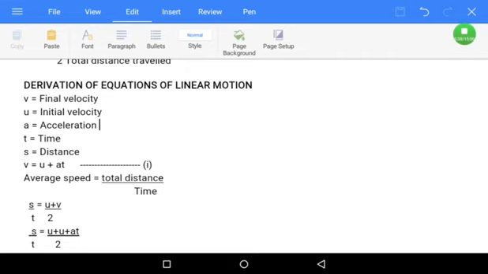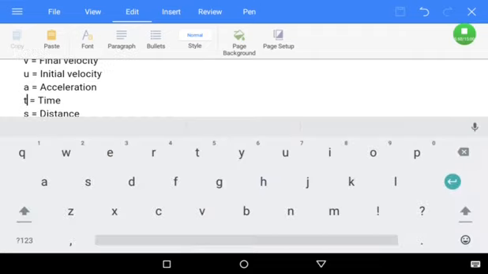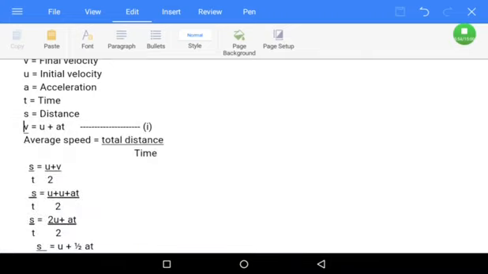What do I mean by this? V means final velocity or final speed. U means initial velocity or initial speed, while a means acceleration, t is time, and s is distance. So now when we say s, we mean distance. Likewise, your v, I said this is what?